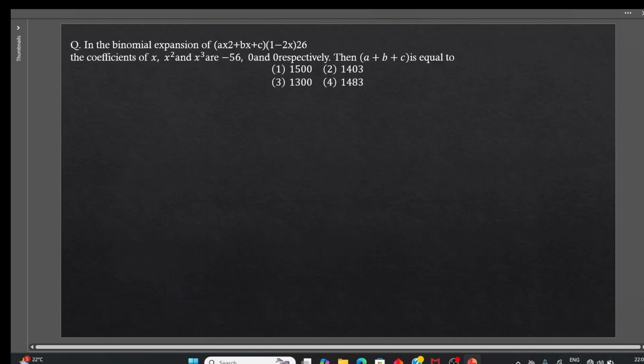So next, go to the next question. The next question is the binomial expansion of ax square plus bx plus c into 1 minus 2x whole to the power of 26. The coefficients of x square and x cube are minus 56, 0 and 0 respectively. Then a plus b plus c is equal to.